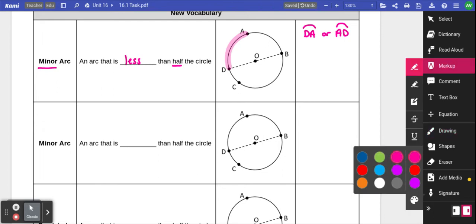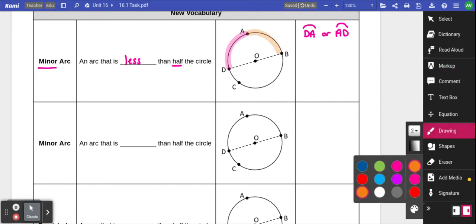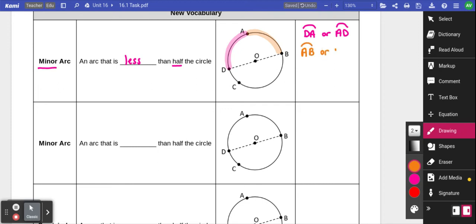Now, that's not the only minor arc in this picture. I could also say that AB is a minor arc, and I could name that either AB or I could name it BA.